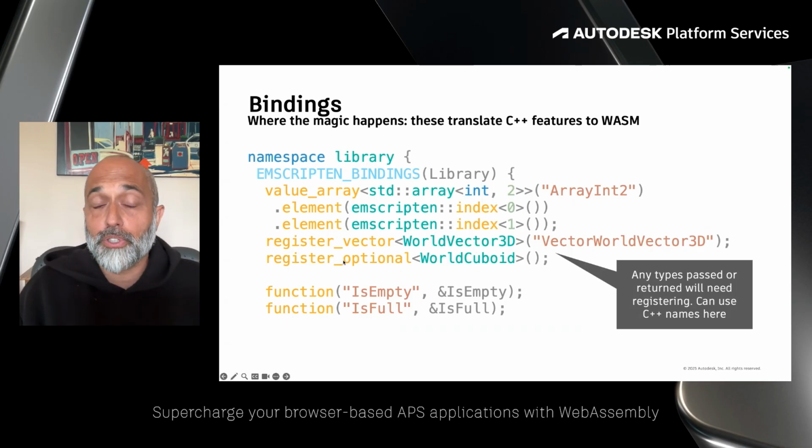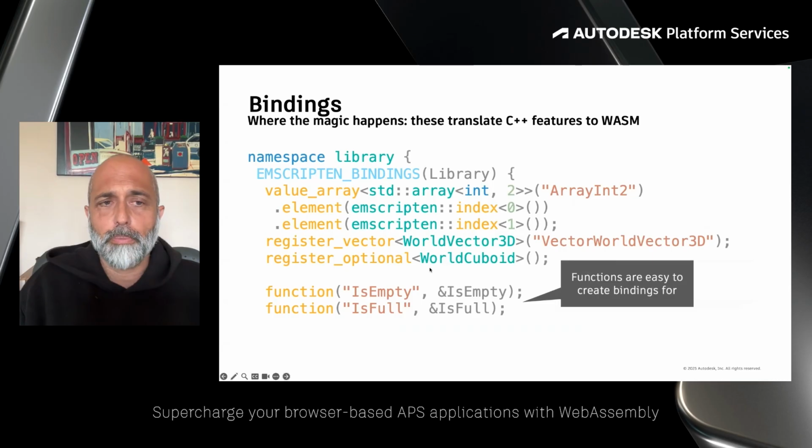And here we've got an optional type, because sometimes you want to be able to pass optional parameters to functions. They need to be registered as optional, and this is a world cuboid. Functions themselves are super easy to create bindings for. You just have to say, okay, what's the name? And then you pass in the reference or the memory address of that particular function.